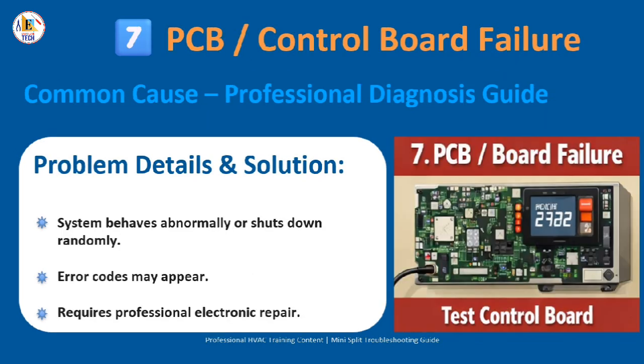7. PCB control board failure. What happens? The PCB controls all AC operations: fan, compressor, sensors. If it fails, the system behaves unpredictably. What you notice? Random shutdowns. Error codes on display. Indoor or outdoor unit not responding. Solution. Electronic inspection and PCB repair or replacement.